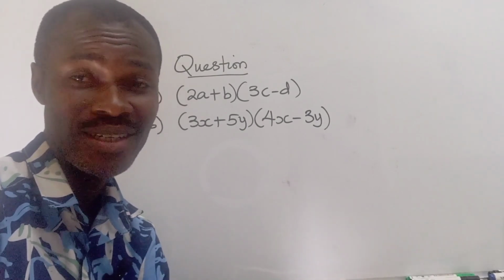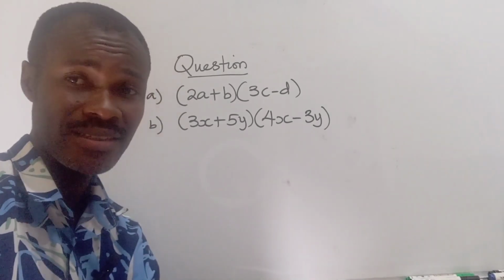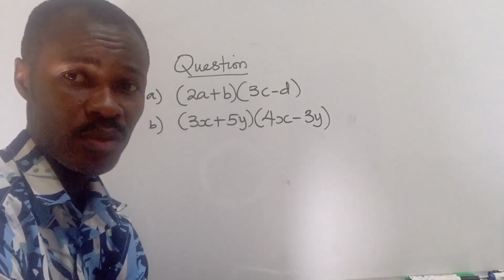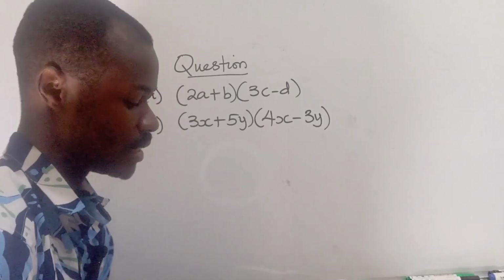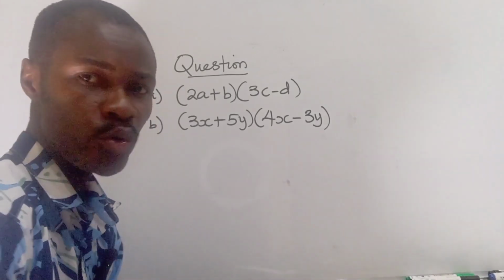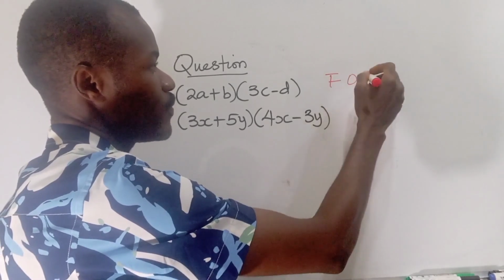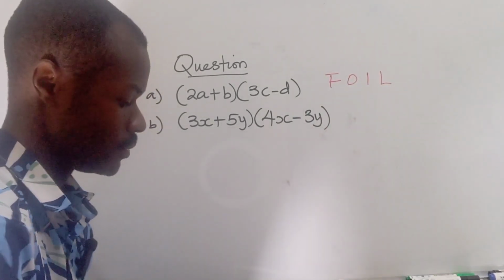Alright, so let's look at today's question. It's on expansion of double brackets, as you can see on the board. So we want to expand these double brackets. So how do we simply expand this? We are going to use what I can refer to as FOIL. Now, what do I mean by FOIL?